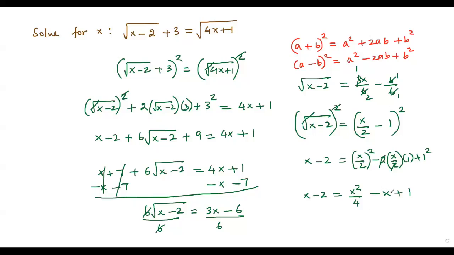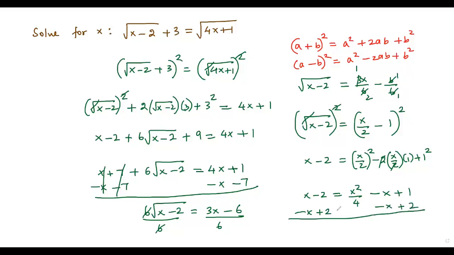Now what we need to do is get rid of everything on the left side so that we may get a quadratic equation. So I'm going to subtract x from both sides and also add 2 to both sides.